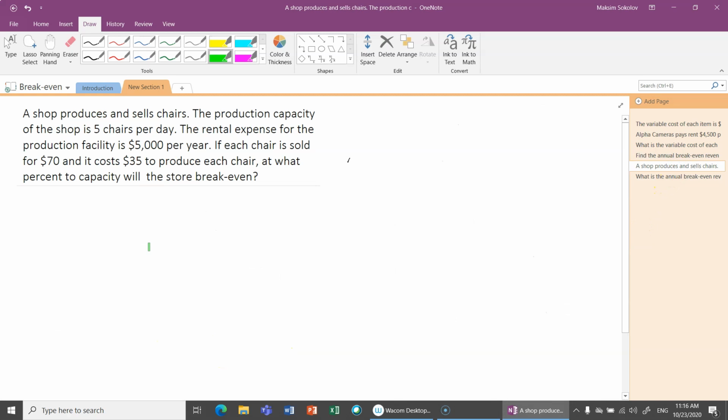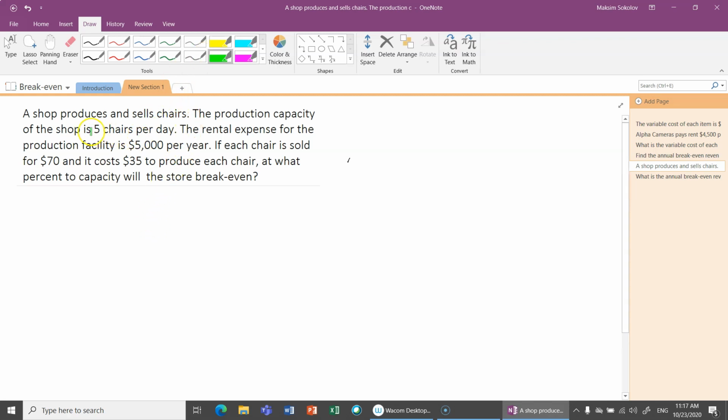The problem reads, a shop produces and sells chairs. The production capacity of the shop is 5 chairs per day. The rental expense for the production facility is $5,000 per year. If each chair is sold for $70 and it costs $35 to produce each chair, at what percent to capacity will the store break even?